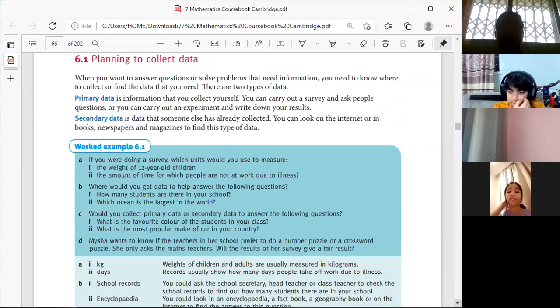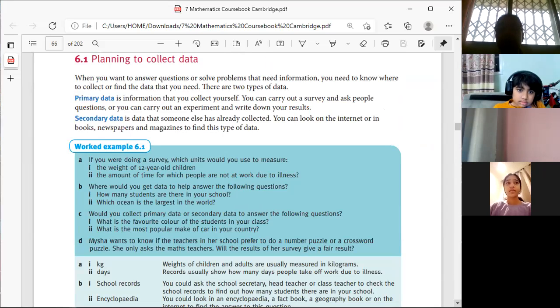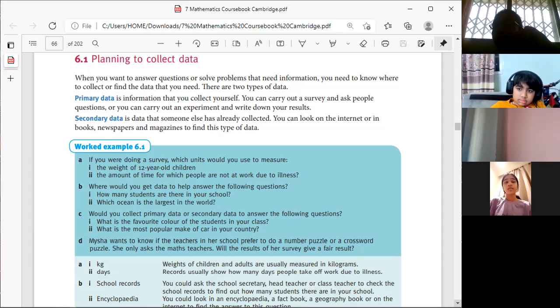Now when we plan to collect data, we can say that there are two types of data. One is the primary data. Primary data is the information that you collect yourself. You go and collect it. You carry out surveys, you go ask people questions, or you carry out some experiments, you write down results. All this is primary because you are doing it yourself.